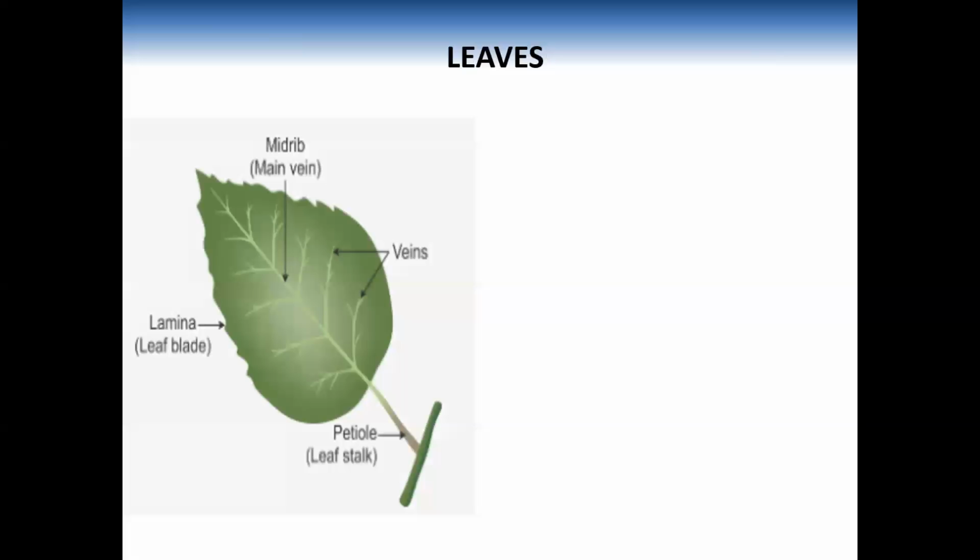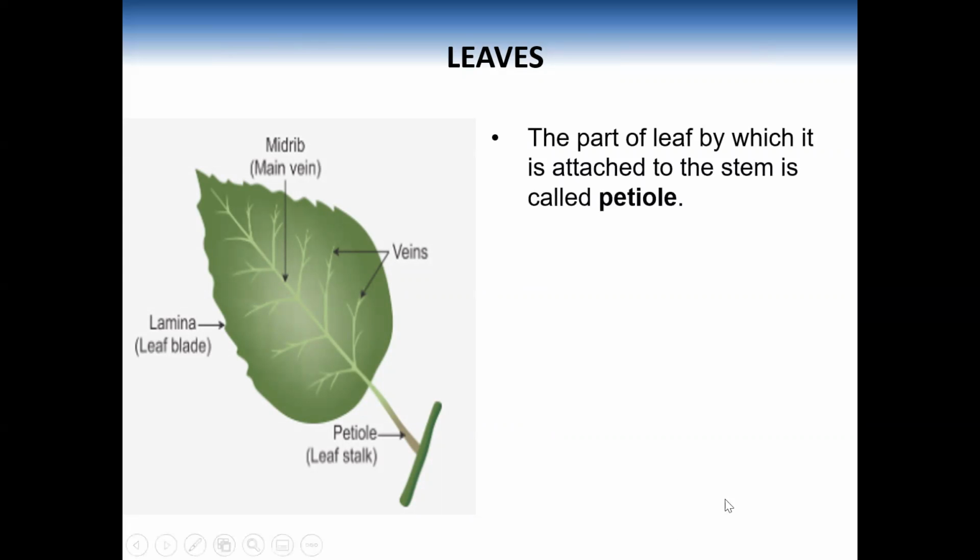There are two parts of a leaf. First part is known as petiole, which is also known as leaf stalk, and the broader part is known as lamina, which is also known as leaf blade. The part of the leaf by which it is attached to the stem is known as petiole, whereas the broad green part of the leaf is known as lamina. So this broader part of the leaf is known as lamina.